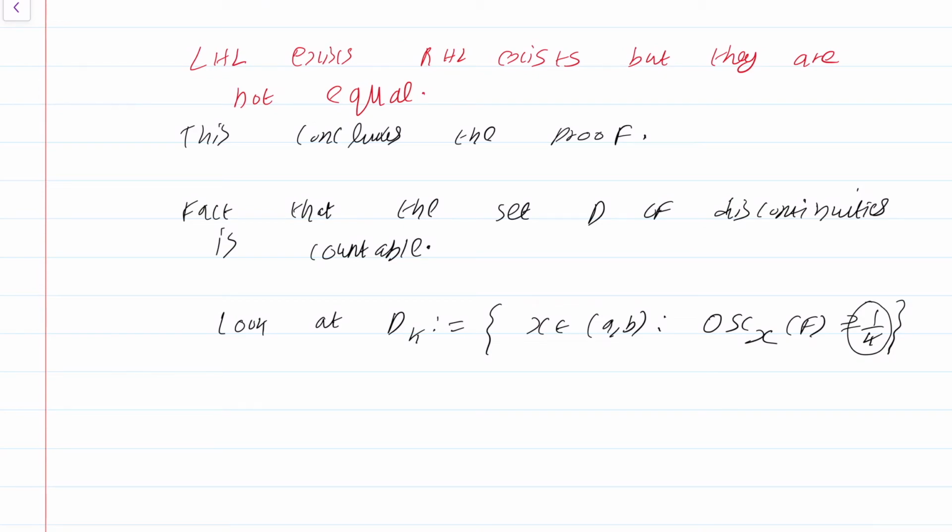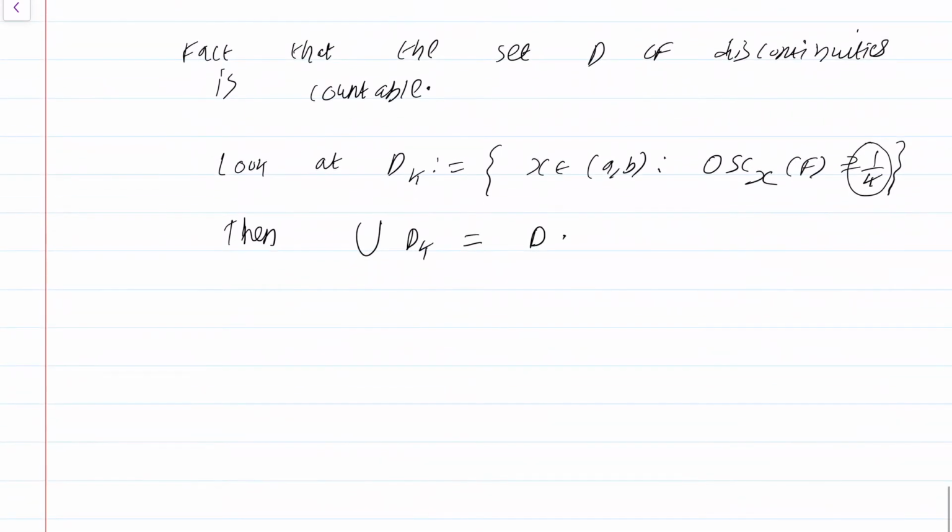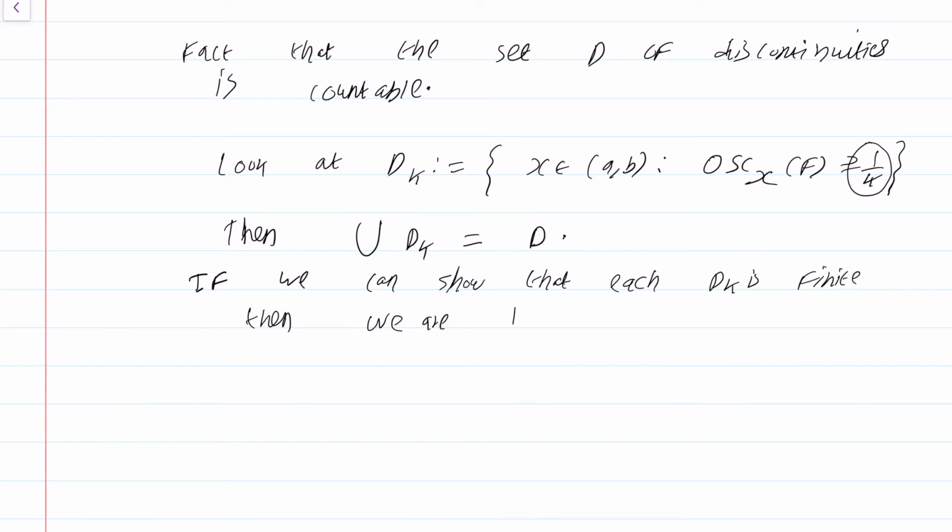Then the union over D_k is going to be equal to D. Okay, the union over D_k is going to be D. Now observe, if we can show that each D_k is finite, then we are done, because a countable union of finite sets is certainly countable. Then we are done. So fix k. We are going to focus our attention on D_k.